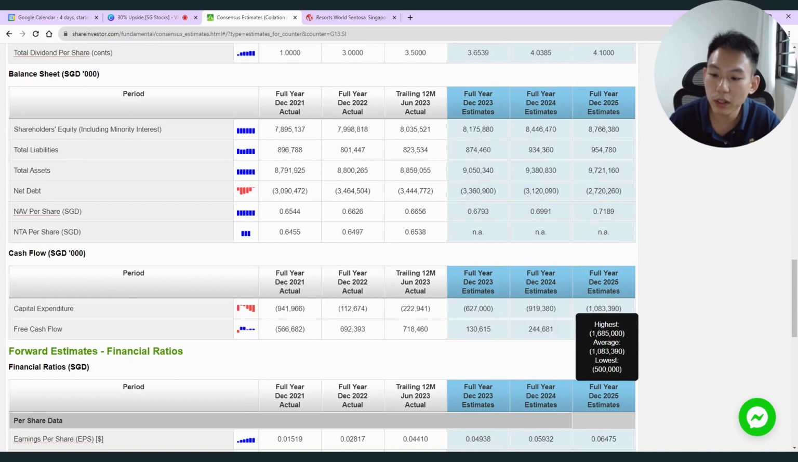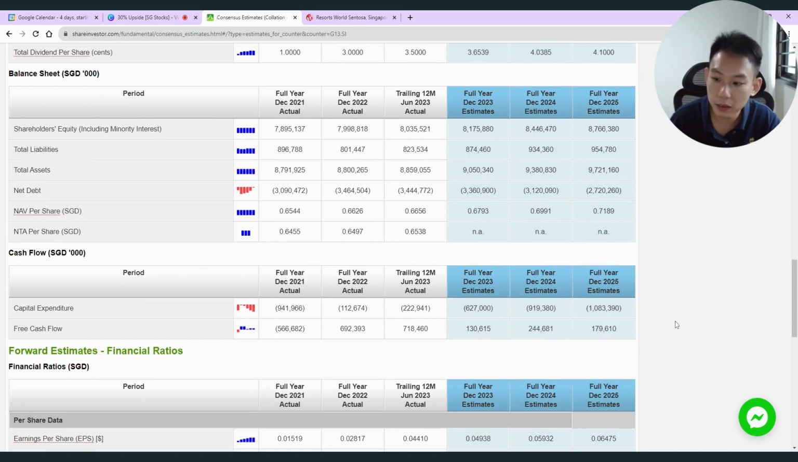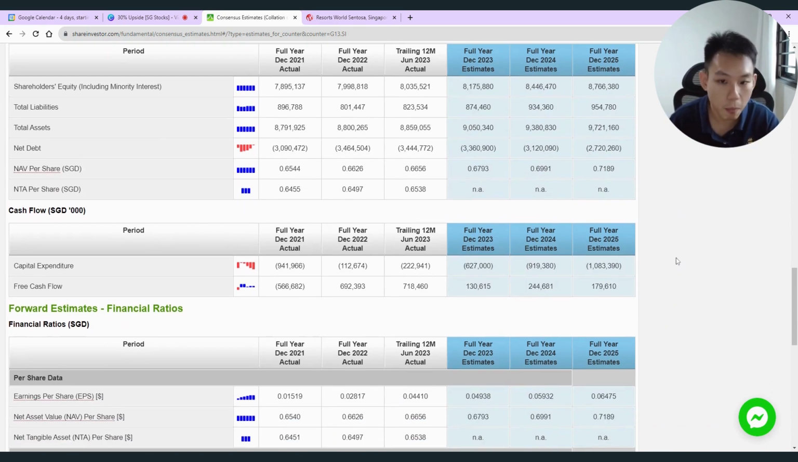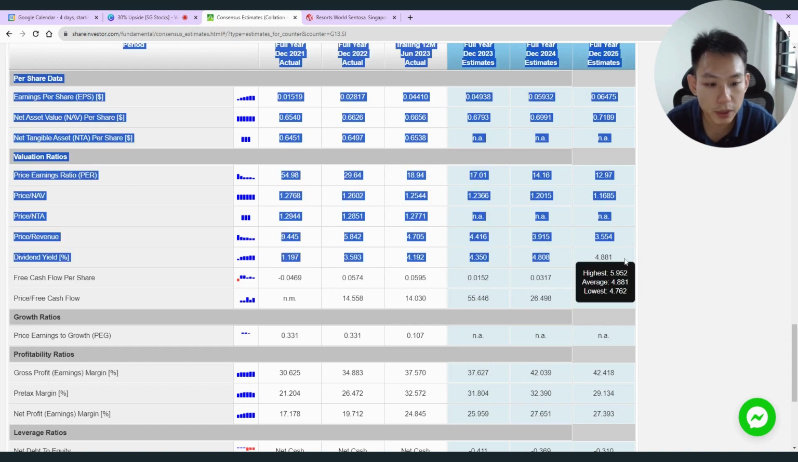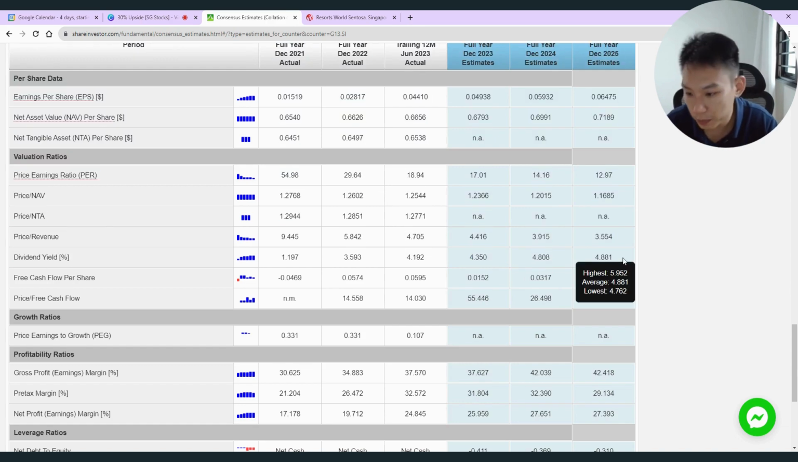But on top of that, I think the best part is that it is also a dividend paying stock. Right now it's already giving us around 4% yield, and it's going to increase to around 5% in the next 3 years.